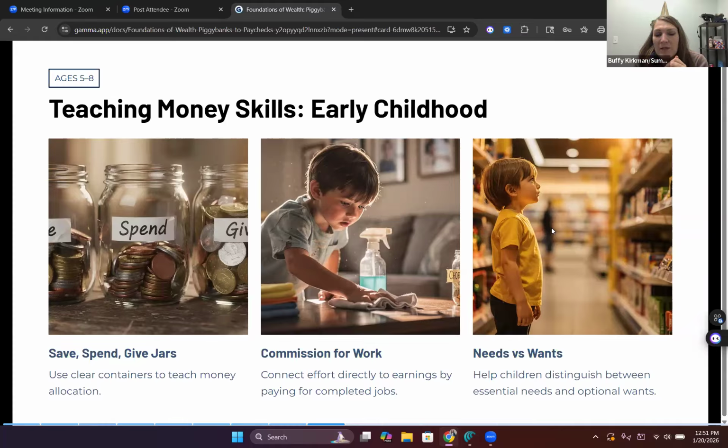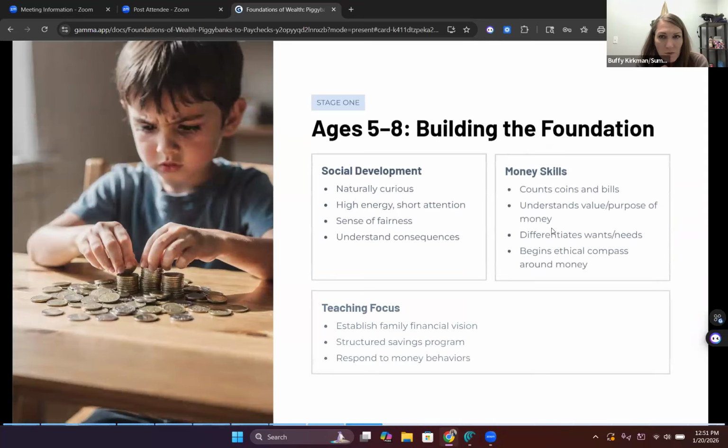Okay, and then again, like what we talked about, paying them immediately for completed jobs. So not waiting to pay them, but paying them right away so that they can make that connection between work and money. And then helping them learn what's a need versus a want. There are some things that you need and some things that you want, and understanding the difference as an early childhood is important.